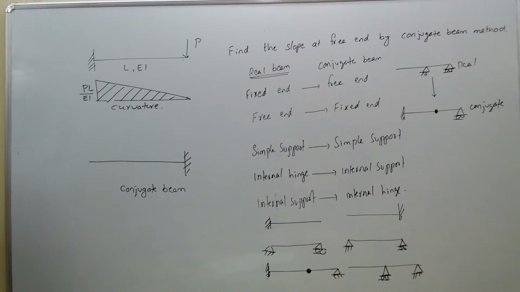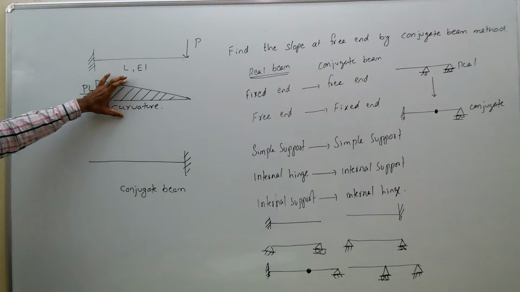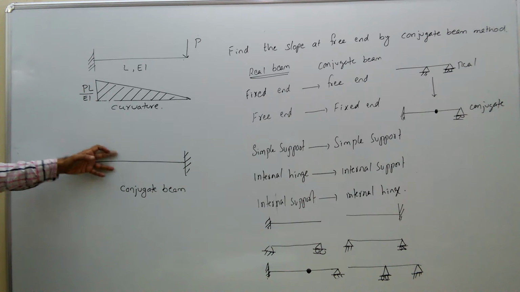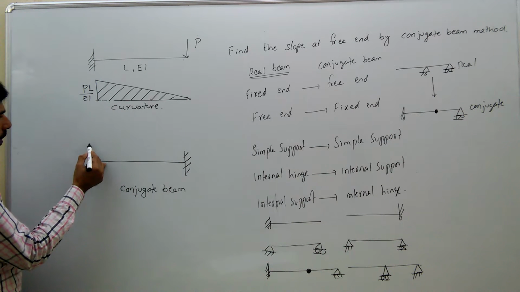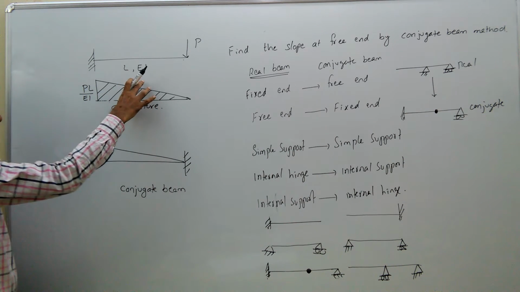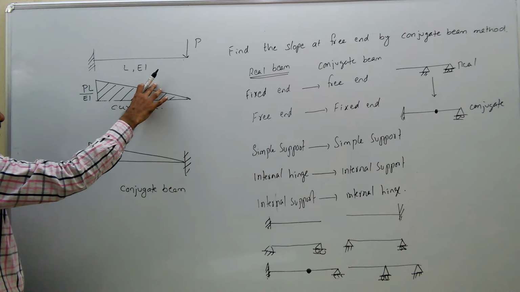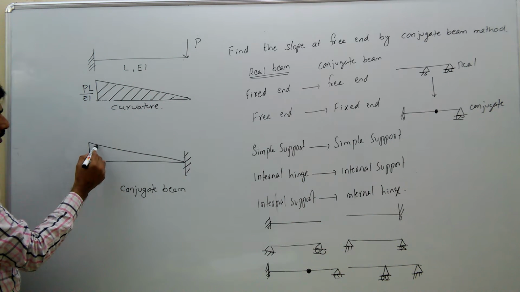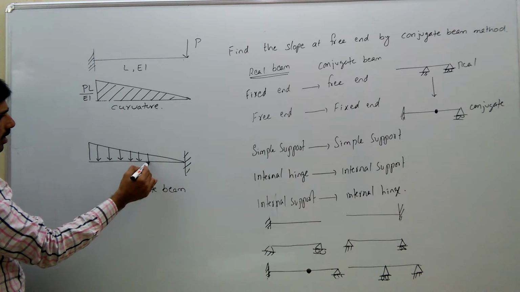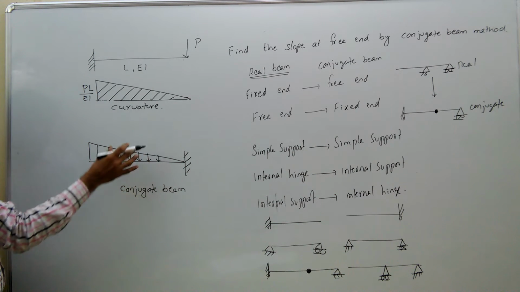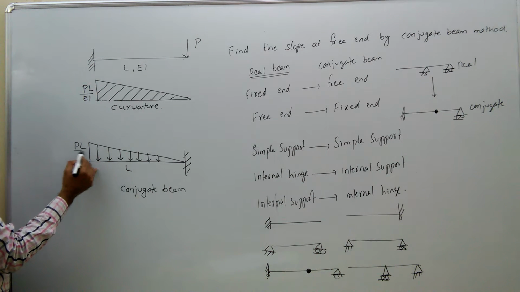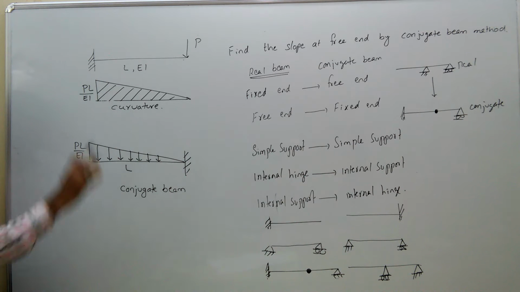See, after drawing the curvature diagram, it becomes the loading diagram for the conjugate beam. That means for this beam, whatever curvature is there for the real beam, that is the loading for the conjugate beam. Now, this is the loading for this beam, span L. Here the intensity is PL by EI.